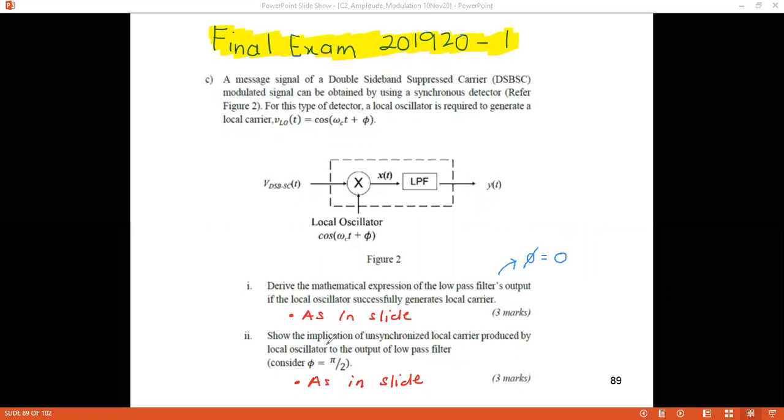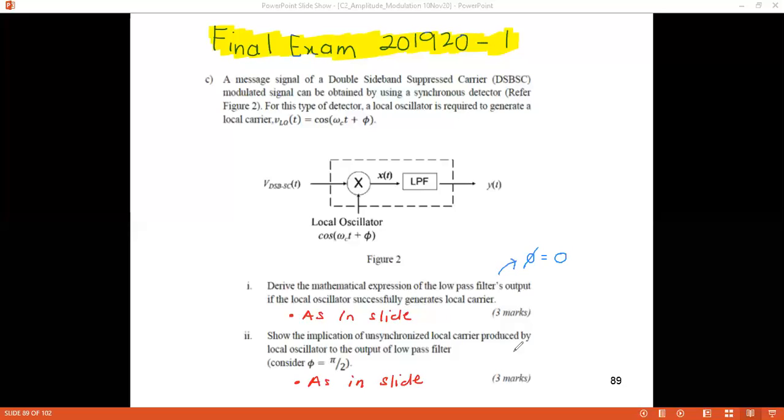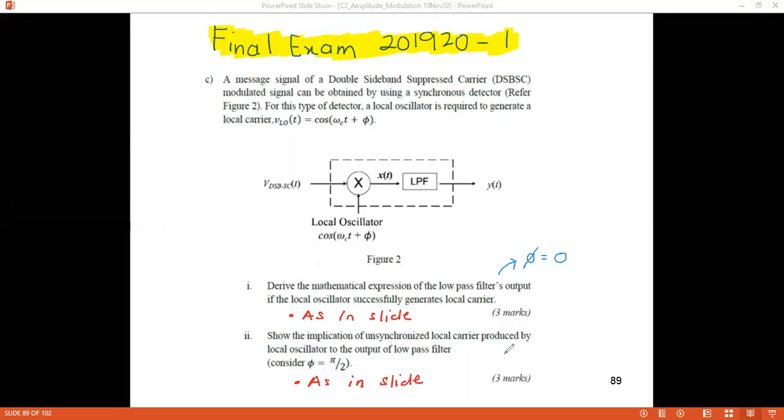And then second, show the implication if our phi is equal to pi over 2 or 90 degrees. Okay, so this one I will show in my next explanation at the demodulation or detection part. So this one, instead of just cos omega CT, has a phase shift of 90 degrees. So what will happen to your output? Okay, this one we'll study next.